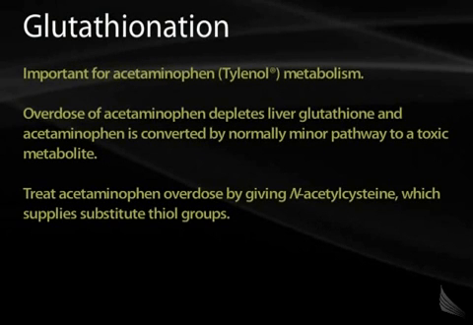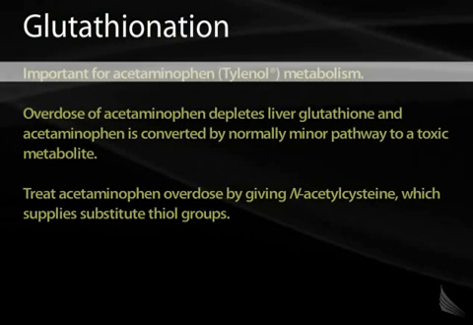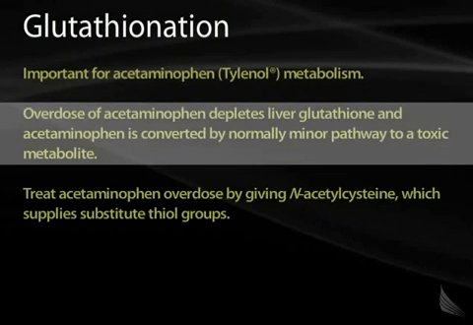Glutathionation is another very important phase 2 reaction that's especially important for the metabolism of one of the most popular drugs on the market today, acetaminophen. When patients overdose on acetaminophen, it will deplete the liver of the enzyme that's responsible for putting the glutathione moiety onto the acetaminophen molecule. This causes an abundance of acetaminophen, which then must be converted by another pathway, which is normally minor, to a toxic metabolite.